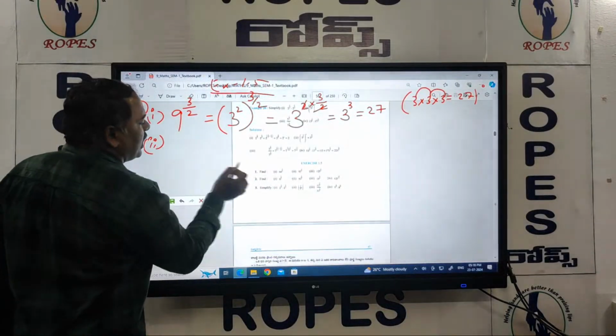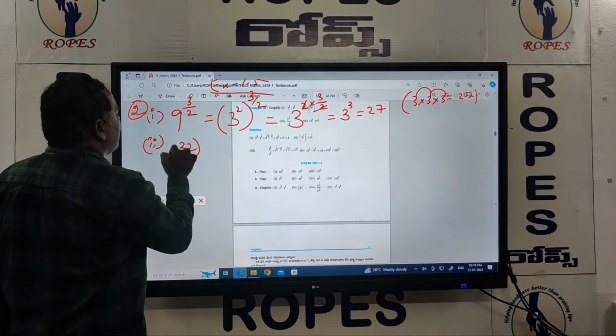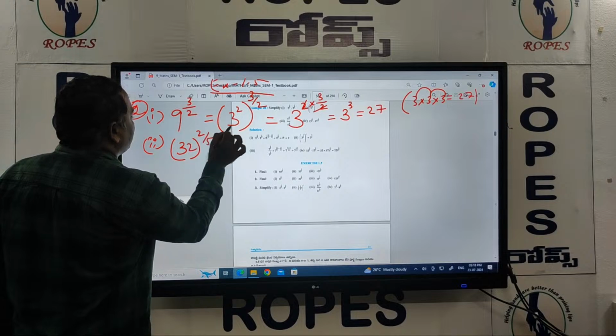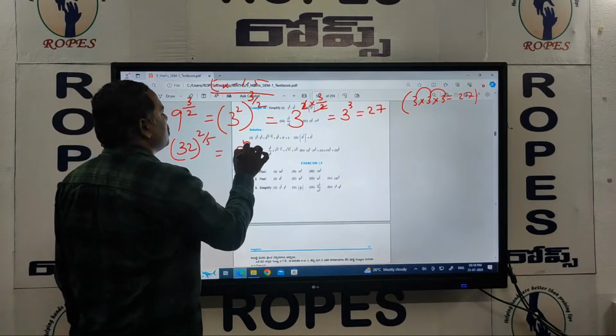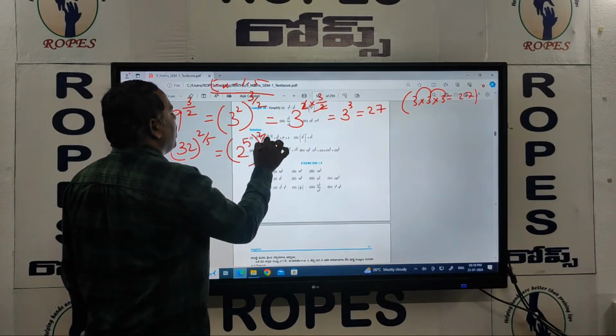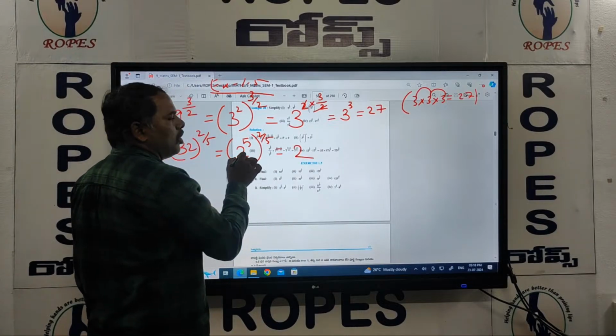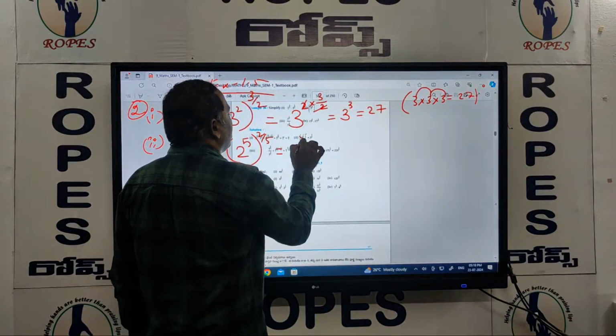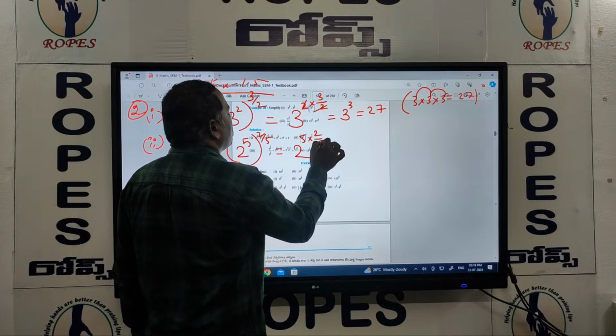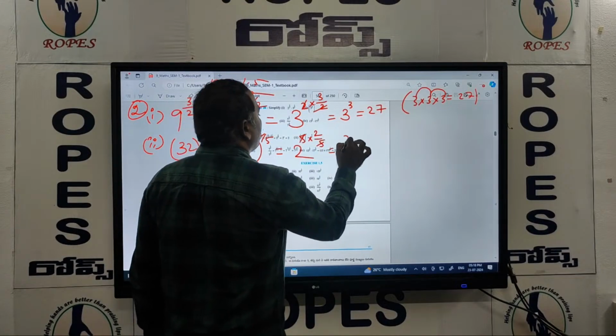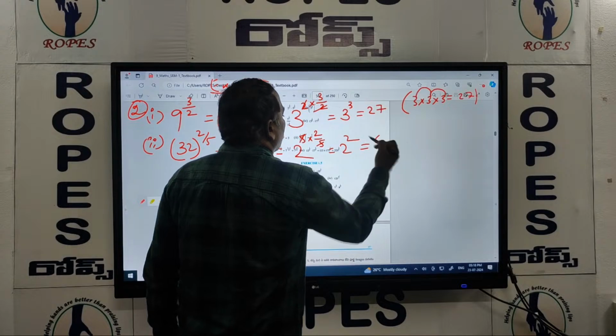Second one, here 32 power 2 by 5 is given. 32 we can write as 2 power 5 whole power 2 by 5. So here (a power m) whole power n is equal to a power m into n. So 5 gets cancelled. Then 2 square. 2 square is nothing but 4.